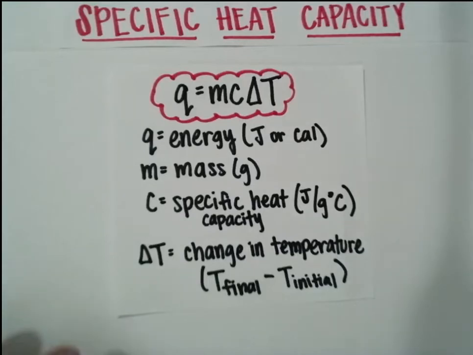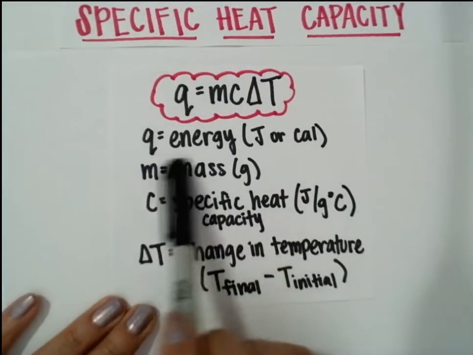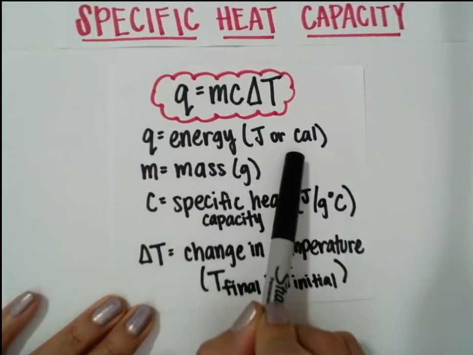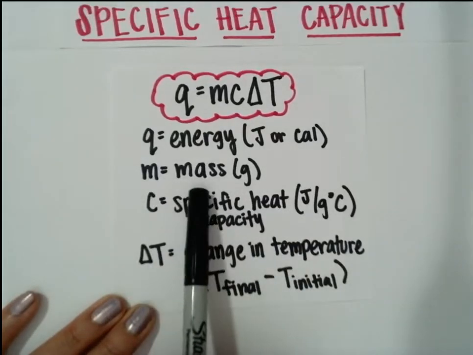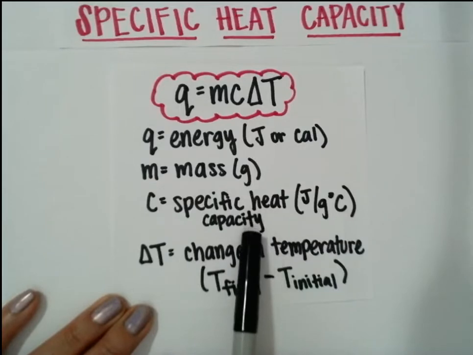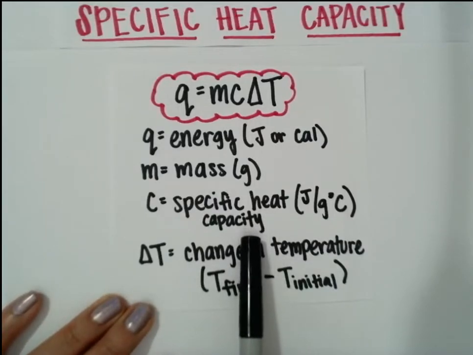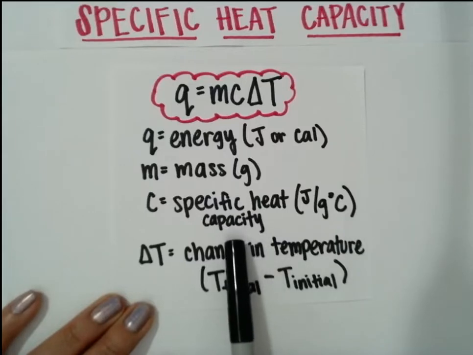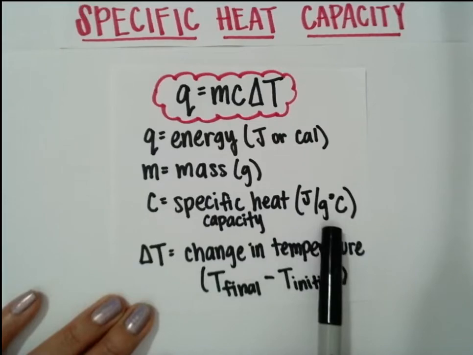or Q equals mcat is one way I like to remember it, where Q is energy in either joules or calories, M is for mass in the unit of grams, C is specific heat capacity, which is a value that is either going to be given to you or you have to solve for it. And remember, this changes for different substances. The unit for that is joules per gram degree Celsius.